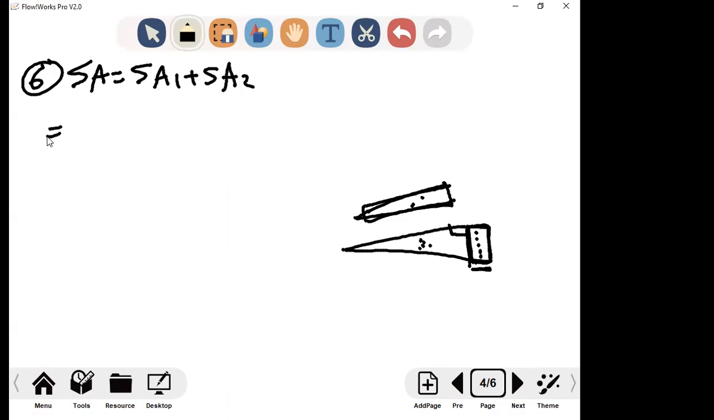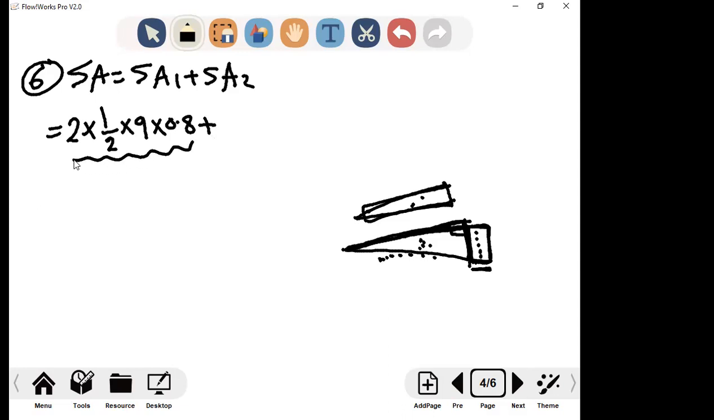Let's start with the prism on the floor, the lower one. I have two triangles, right? And they are opposite to each other and they are congruent. So this is 2 multiply half multiply the base that we talked about, 9, the height 0. With this step, I'm done with the two triangles.